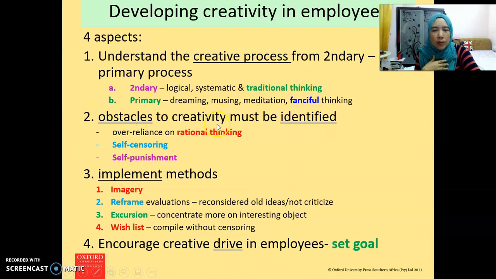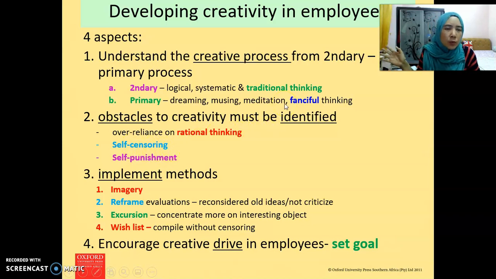Second, obstacles to creativity must be identified. We have to identify them because normally we are too reliant on rational thinking. When we are too reliant on rational thinking, if illogical things come up, we tend to censor ourselves. We think it is unacceptable because it is not logical, and we tend to do self-censoring if it is illogical.